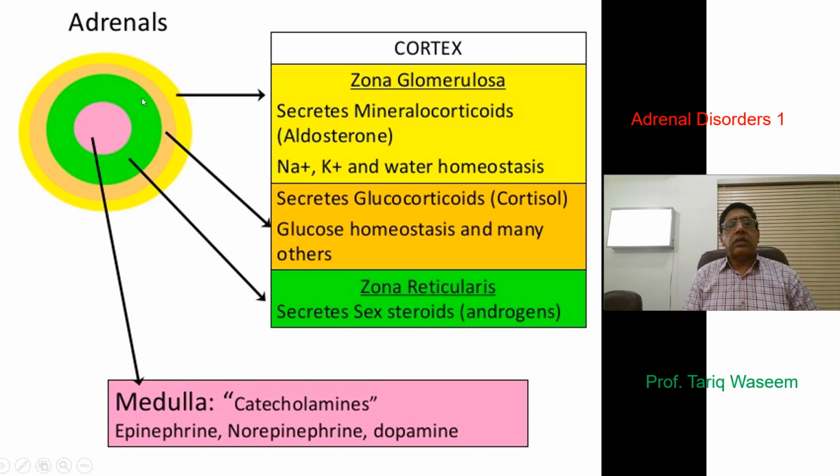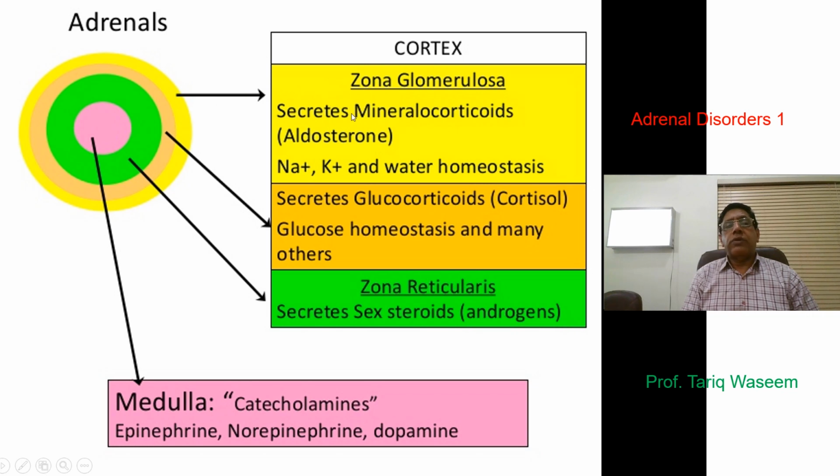But the adrenal cortex is a totally separate kind of gland, which is actually truly an endocrine gland. It comprises three layers, or strata. The outermost is the zona glomerulosa, the middle one is the zona fasciculata, and the inner one is the zona reticularis. This is how it is abbreviated: GFR, glomerulosa, fasciculata, and reticularis.